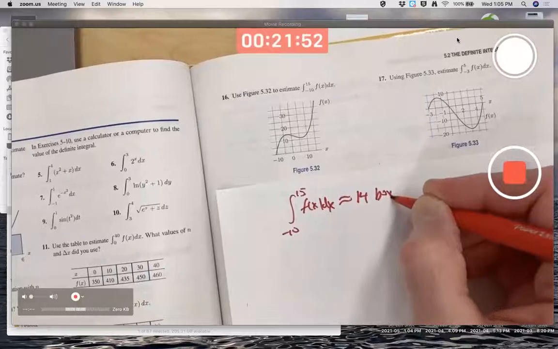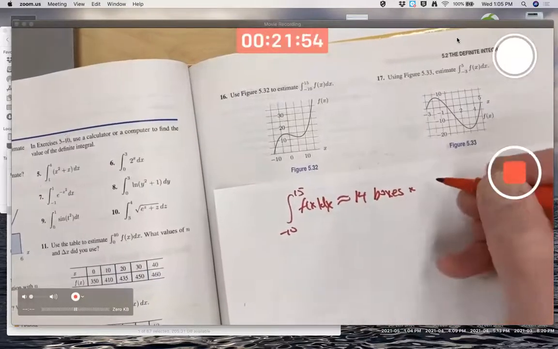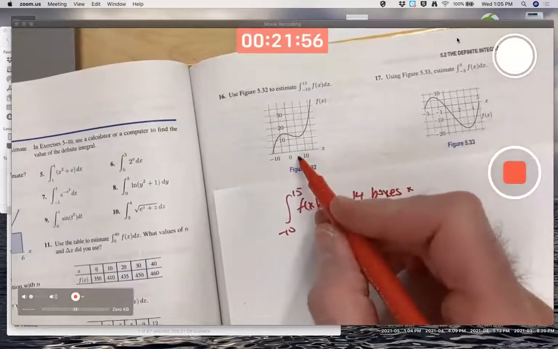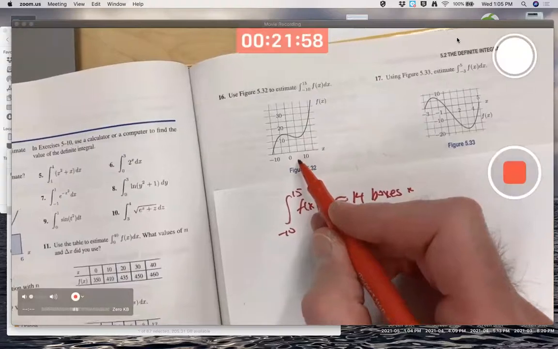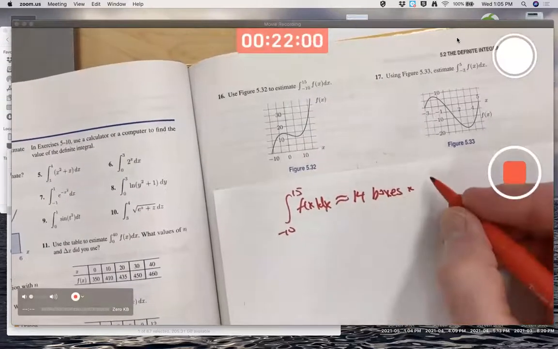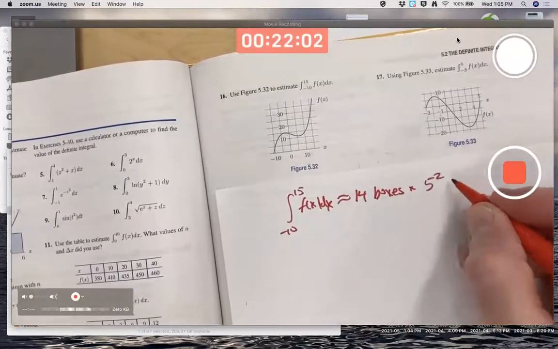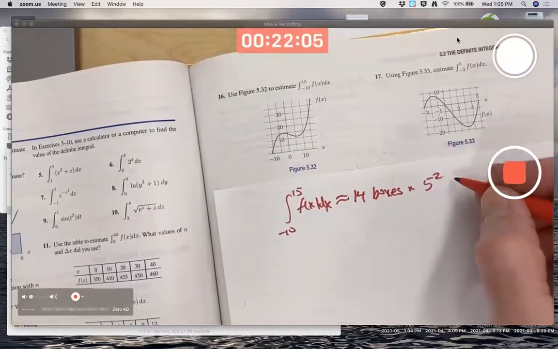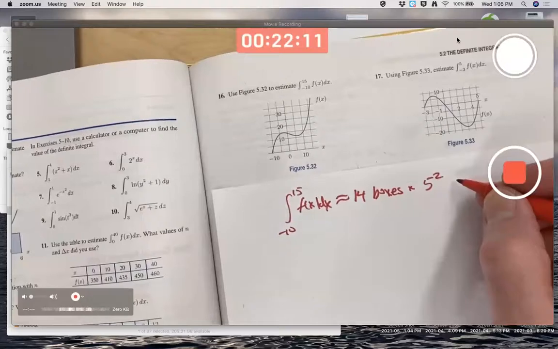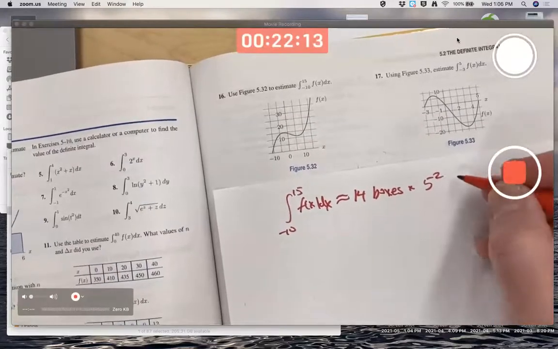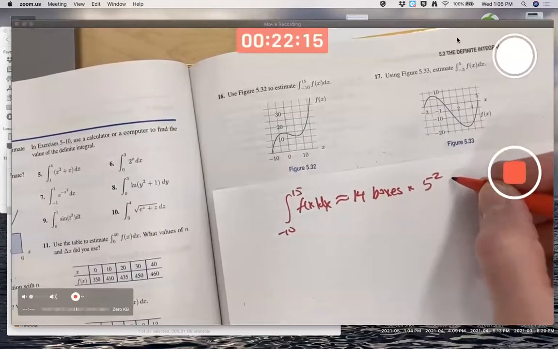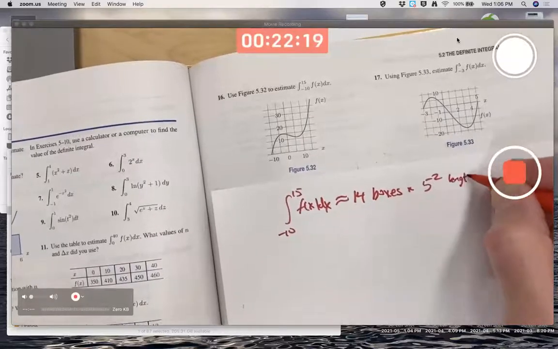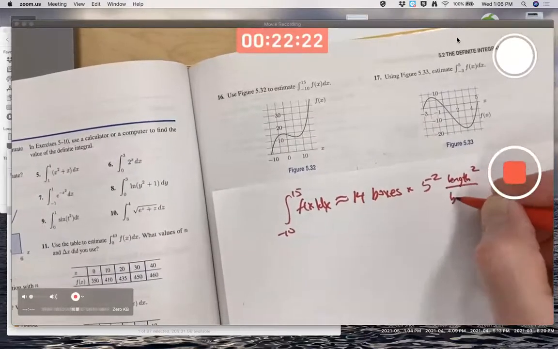What's the area per box? The base is, careful, 5, right? And the height is 5. 5 squared units of area. Now, they don't give you units for the variables themselves, so let's just say square length units per box.